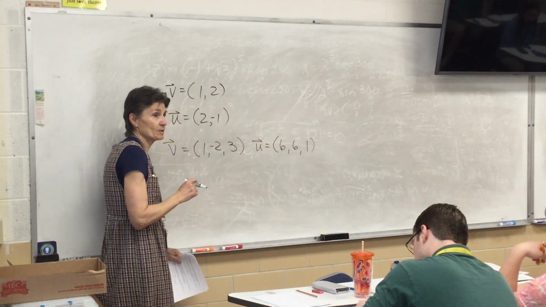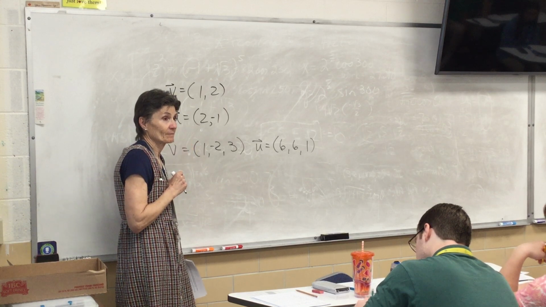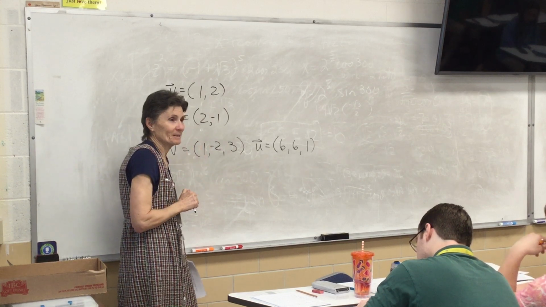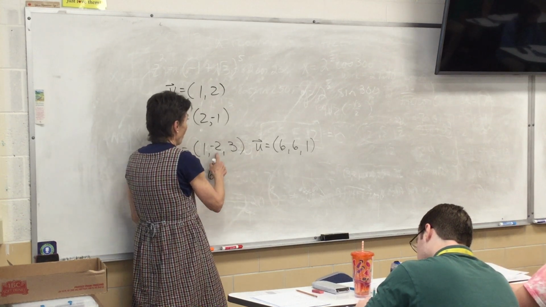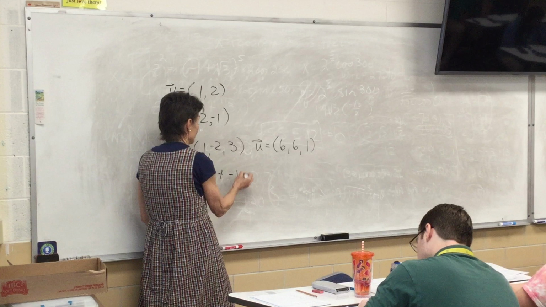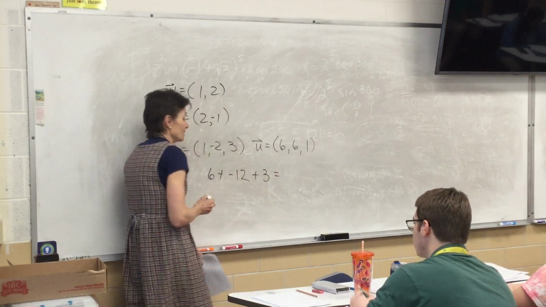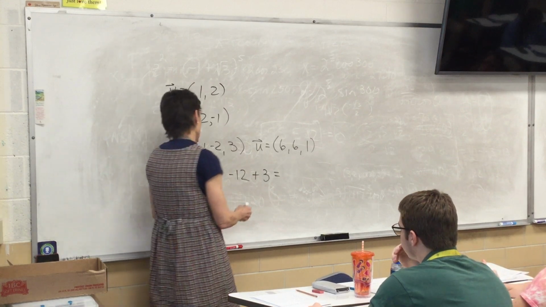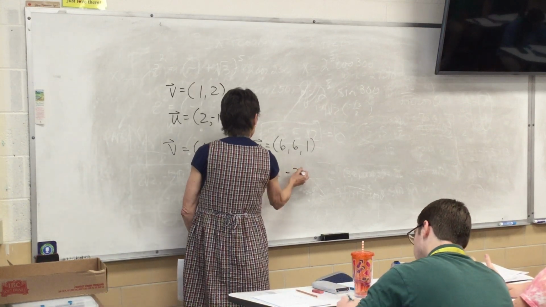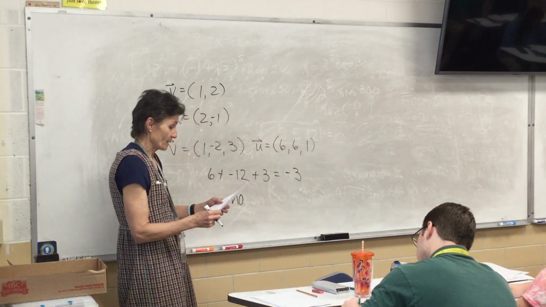Well, how do you think we're going to dot three-dimensional vectors, Madeline? You do the x and then the y and then the z. Absolutely, yep. So x's give me 6, y's give me -12, and z's give me 3. Does that add up to 0? No. So they are not orthogonal. What is that, -3? So no, they're not orthogonal.